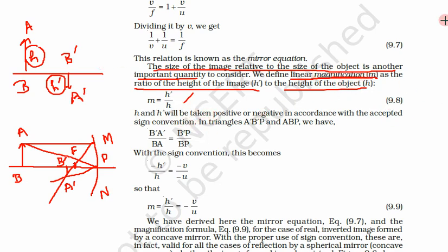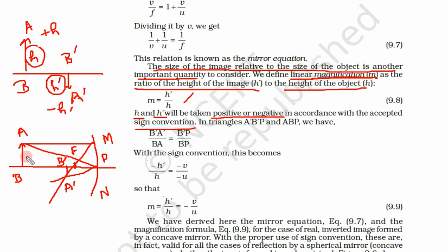Now, by the sign convention, h and h dash will be taken positive or negative accordingly. We know this h is on the positive side, so this is plus h. This h dash is on the negative side, so this is minus h dash. This is in our case, but in some other cases it might be opposite: h negative and h dash positive, or both positive, or both negative. That depends from case to case. But in this case h is positive and h dash is negative.